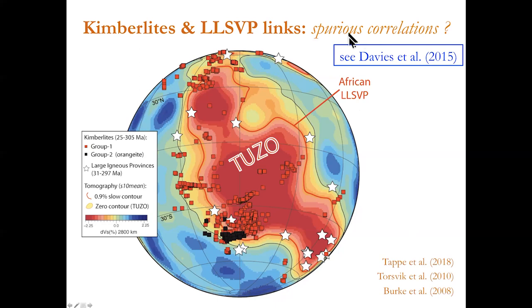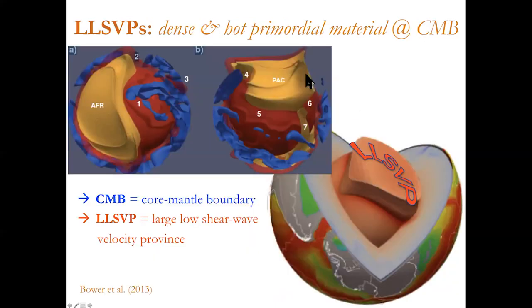And I would be subscribing to this and show you some data why I think those are spurious correlations. So what are these LLSVPs? It stands for Large Low Shear Velocity Province. And they sit, there's the African one here, and there's one beneath the Pacific, antipodal. And they sit just on top of the core.